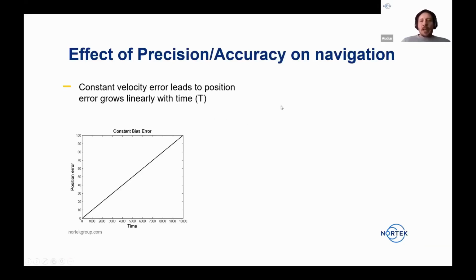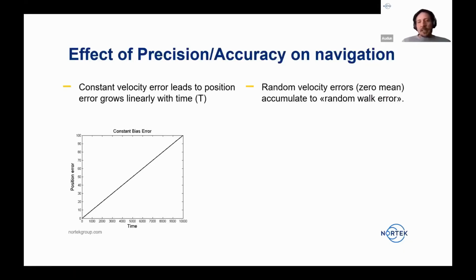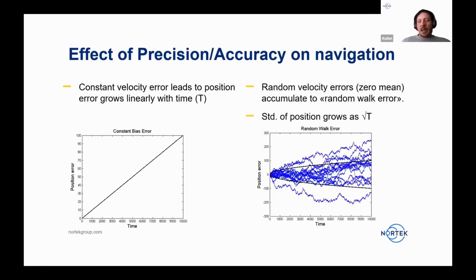Now, this is the bias case. This is where you have like 100% precision, right? No variations at all, but you have some accuracy problems. Now, in the other case where you have lots of random errors but no bias, we have to look at this statistically. So in this case, I've basically generated a lot of these potential navigation lines here. They all start out at 0, and then we get these random walks.